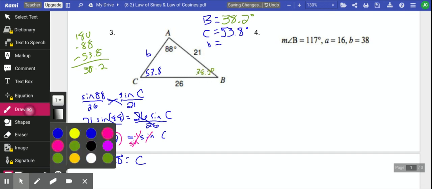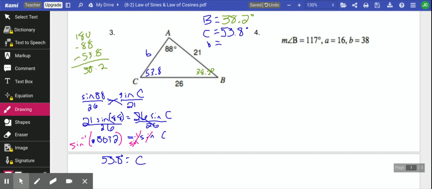All right, and last we need to find side B. So we're going to use law of sines again. Start with a pair that you know. So I'm going to use A and A. You could also use C and C. The reason I'm not going to do that is because this is a rounded value. That's going to introduce a little bit of rounding error into the problem. If I can avoid that, I'm going to. So we'll do the sine of 88 over 26. And now we want to find B, so we want angle B and side B: sine of 38.2 over B.